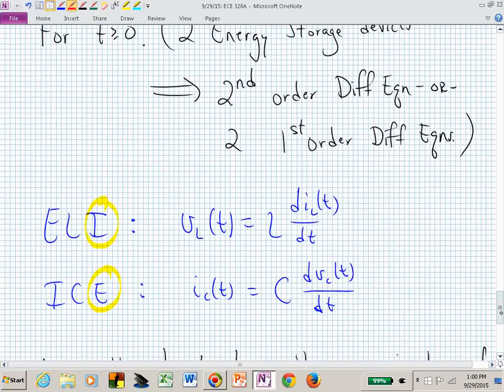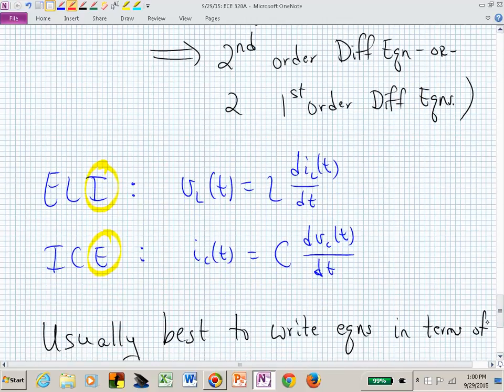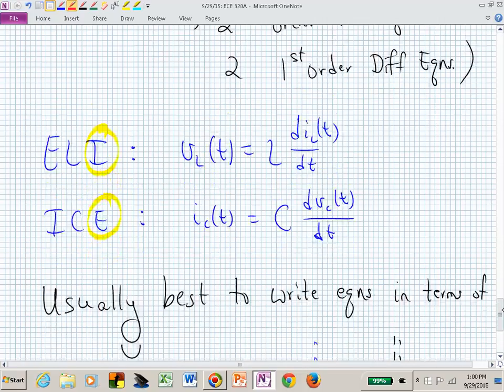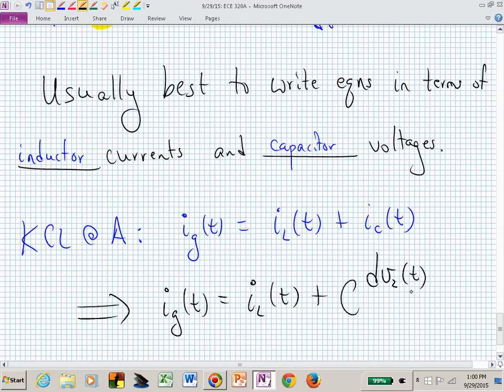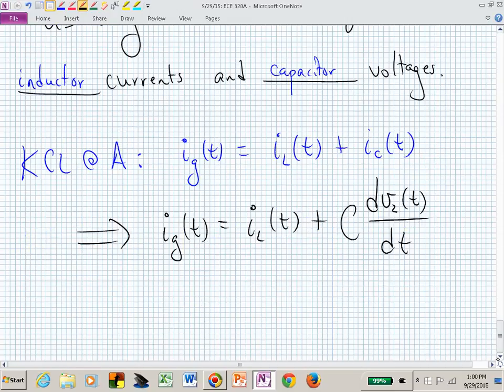What does ICE tell us? ICE gives us a way to eliminate or rewrite I sub C in terms of the capacitor voltage. That's V sub 2. Let's do that. This now says that we can rewrite that as I sub G of t is equal to I sub L of t plus C dV sub 2 dt. We're getting closer.